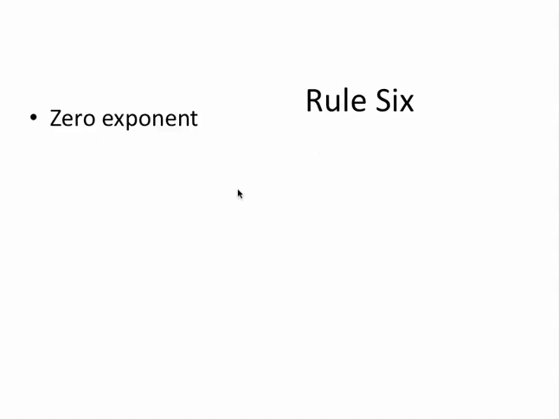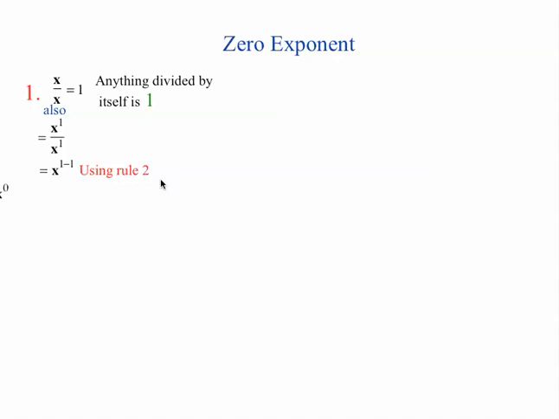Rule number 6, the zero exponent. All right, x divided by x. Well, that's 1. Anything divided by itself is 1. Also notice that x divided by x can be rewritten as x to the 1 divided by x to the 1. Rule number 2 told us that we can subtract the exponents when dividing powers. So we get x to the 1 minus 1, which is x to the power of 0. Now what this shows is that x to the power of 0 is 1.